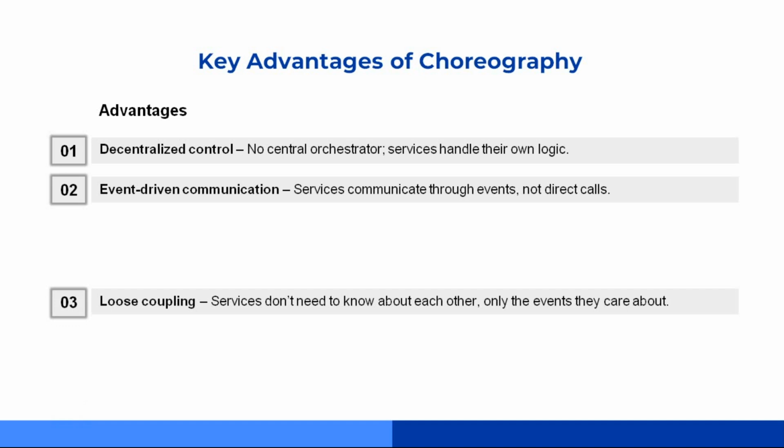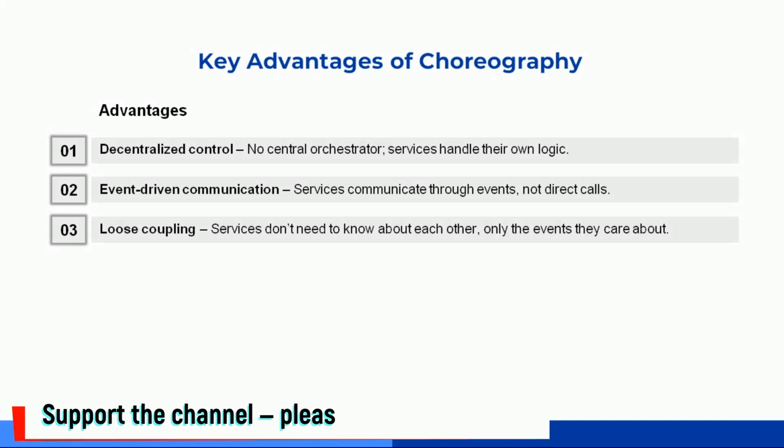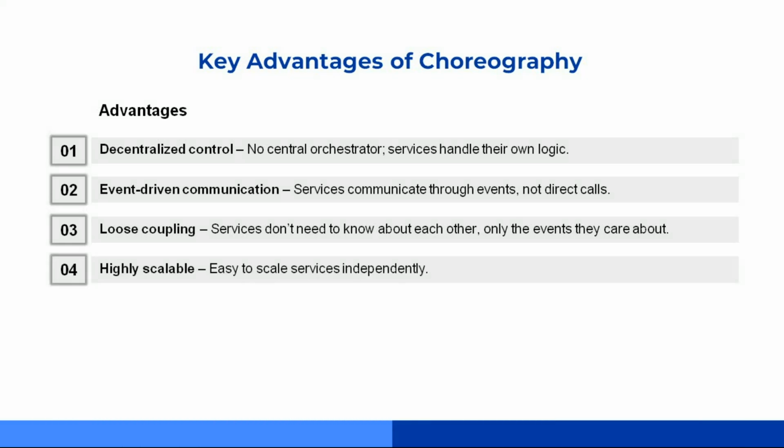Then we have loose coupling. Services don't even know each other's names, they only care about the events they subscribe to. Highly scalable. You can scale up one service without touching the others. Super flexible. Improved service autonomy. Each service owns its code, its logic, and can be deployed whenever it wants. No need to wait for others.